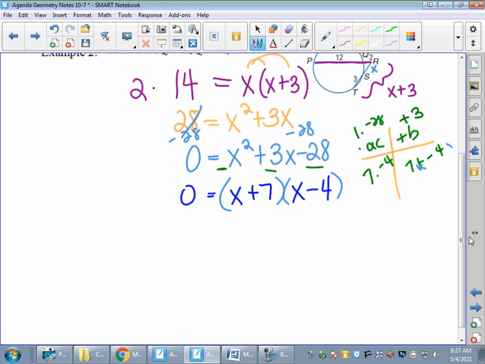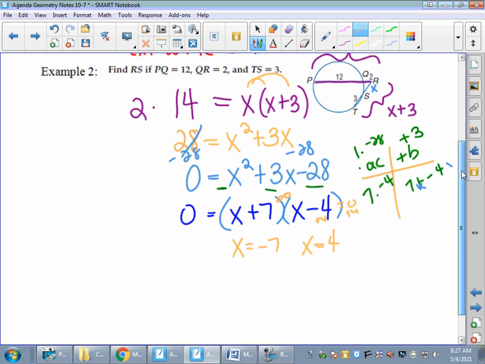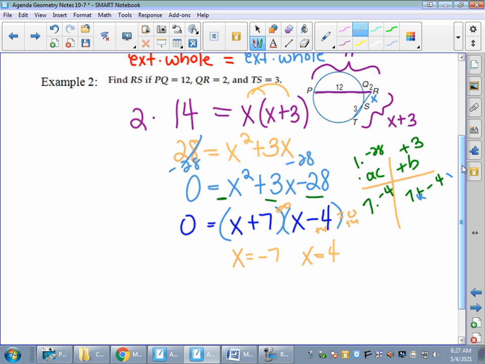So remember, this is where we use the zero product property. Make each one equal to 0 and ignore the other one. So if x plus 7 is equal to 0, when I subtract 7, x has to be negative 7. If x minus 4 is equal to 0, when I add 4 to both sides, x has to be equal to 4. Now a teeny bit of common sense has to set in.